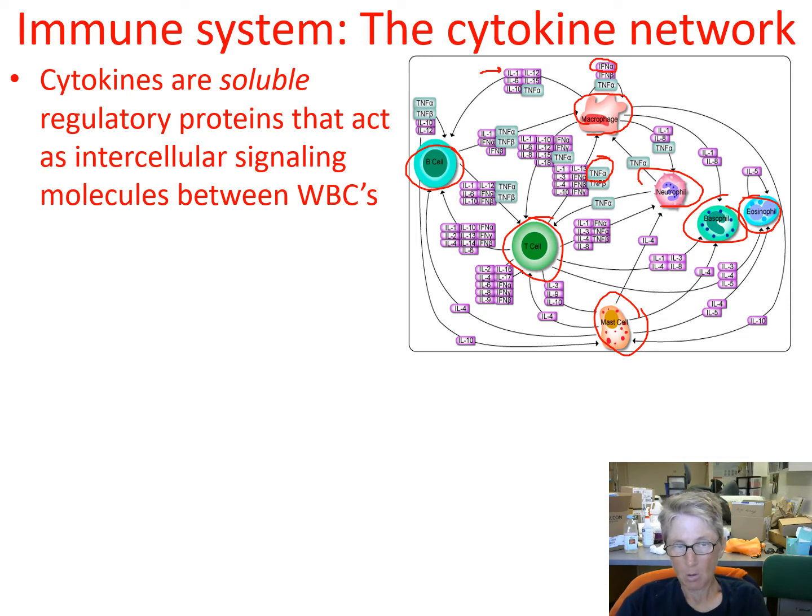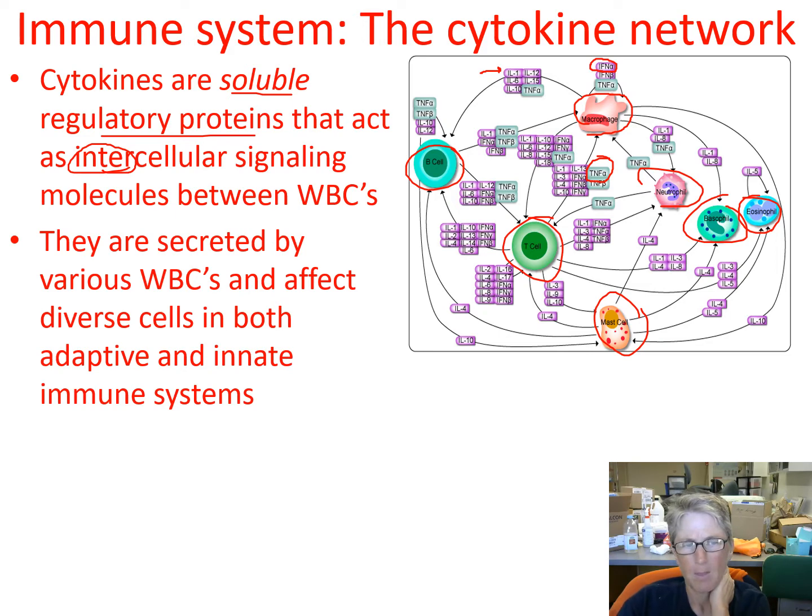Cytokines are soluble. That means they can dissolve in the fluid portion of the plasma. They're regulatory proteins. That means they regulate how these cells do their job. And they act as intercellular signaling molecules between white blood cells. They are secreted by various white blood cells. So all these white blood cells, macrophages, T cells, B cells, etc., secrete them. And in order for another cell to respond to a secreted TNF alpha, for example, that cell has to have a TNF alpha receptor.